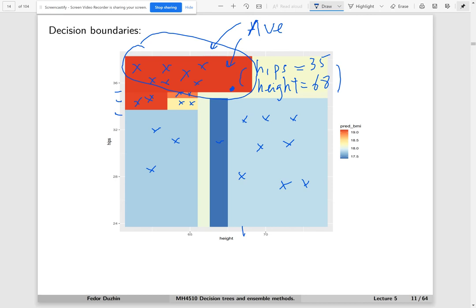So from this point of view, it is very similar to k nearest neighbors. Only in k nearest neighbors, the neighborhoods that we use for predictions overlap. But here, these regions do not overlap. So every new observation is classified to precisely one of these regions. And this makes the decision tree so easy to interpret, unlike k nearest neighbors.